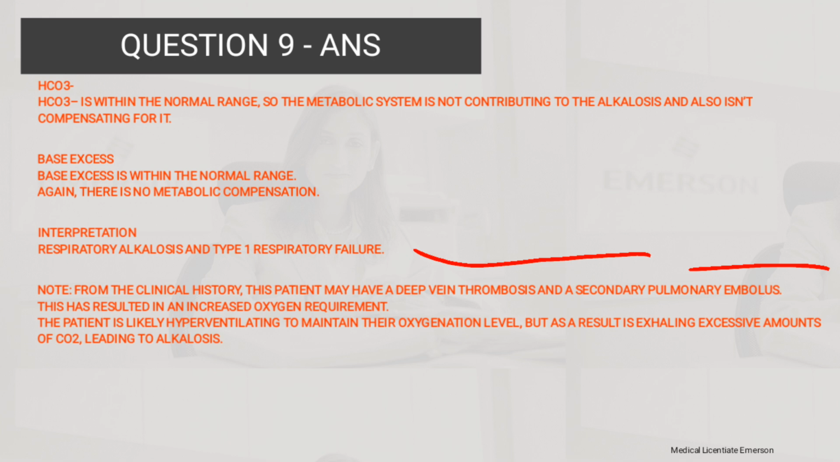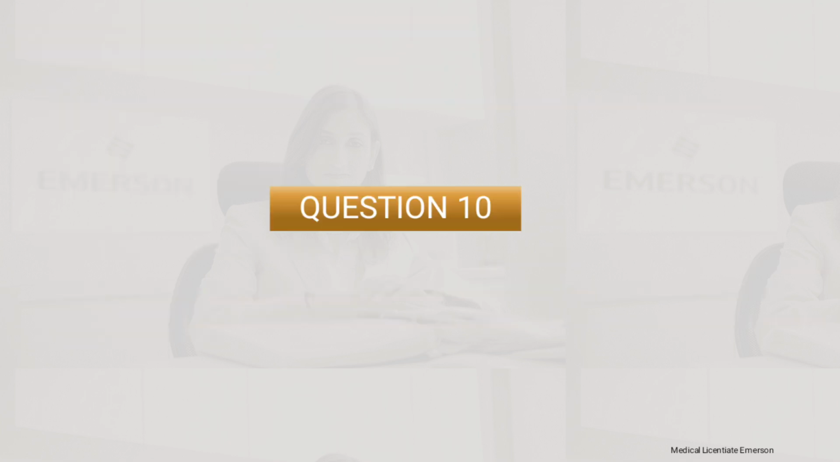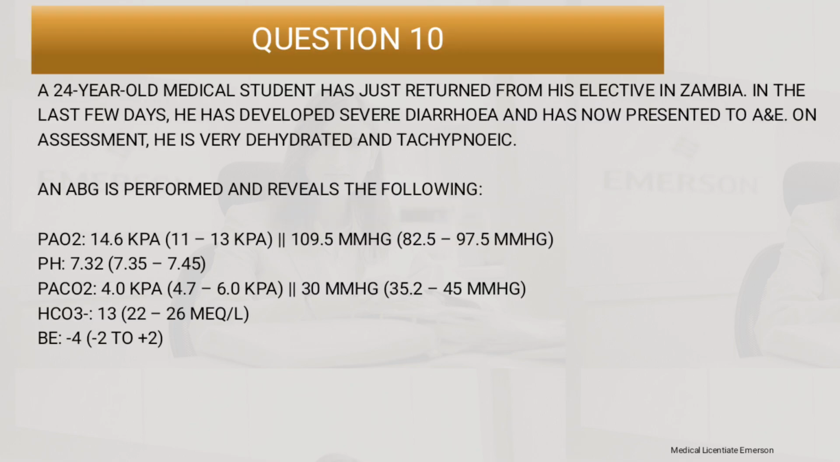Okay, hope we are together so far. Then for question 10, it says a 24-year-old medical student has just returned from his elective in Zambia, and in the last few days, he has developed severe diarrhea and has now presented to the accident and emergency. Then on assessment, he is very dehydrated and tachypneic.